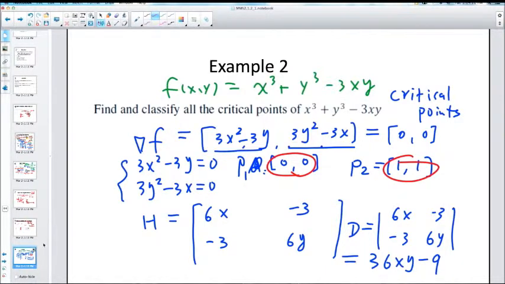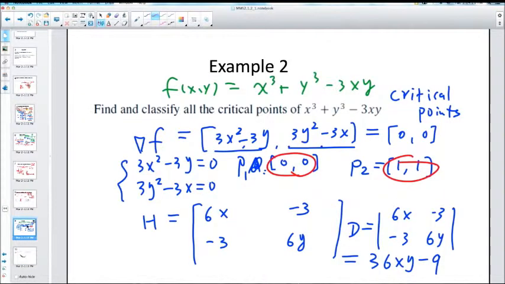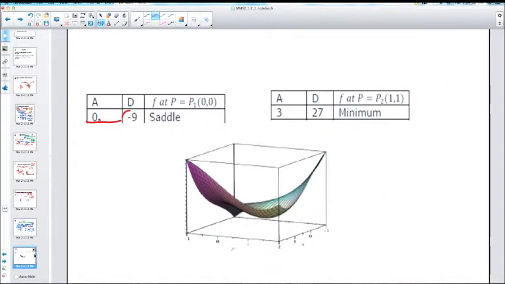So let's see what number I get. Put in the point 0, 0, and what's the A? If it's 0, 0, okay, A is 0. A is 0, D is negative 9. That's enough to tell you it's a saddle point. And that point is right here. Can you see it? The saddle point. You go down this way, it's down. And this way is down, but another direction is up. Okay, that's the saddle point.